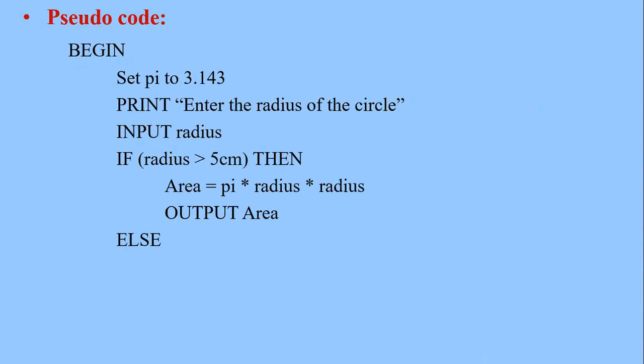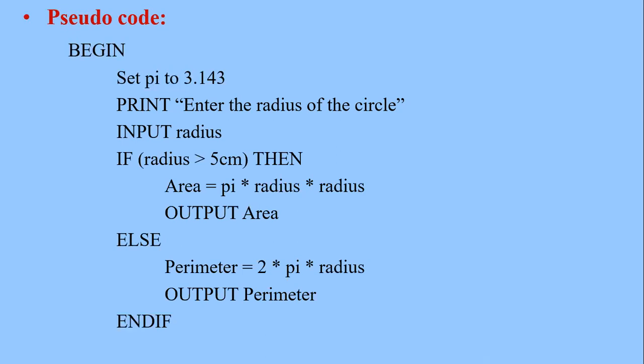Otherwise, if the value entered as radius is less than 5, then calculate perimeter by multiplying the content of the memory location called pi with the content of the memory location called radius multiplied by 2. The result is assigned to the memory location called perimeter. Then display the results in the memory location called perimeter on the screen, so output perimeter, and then end the program.